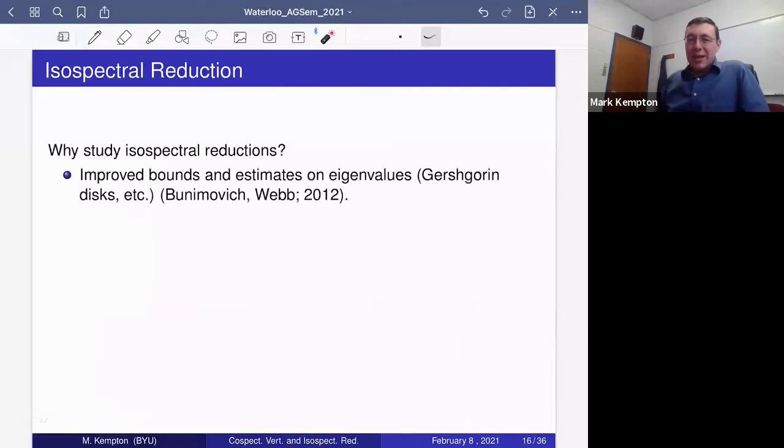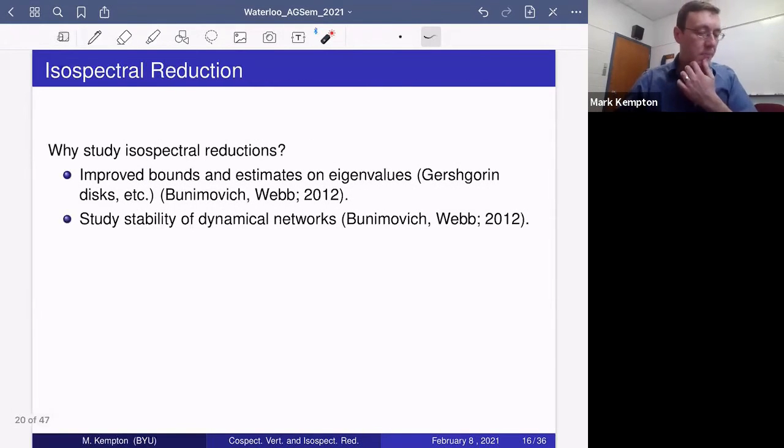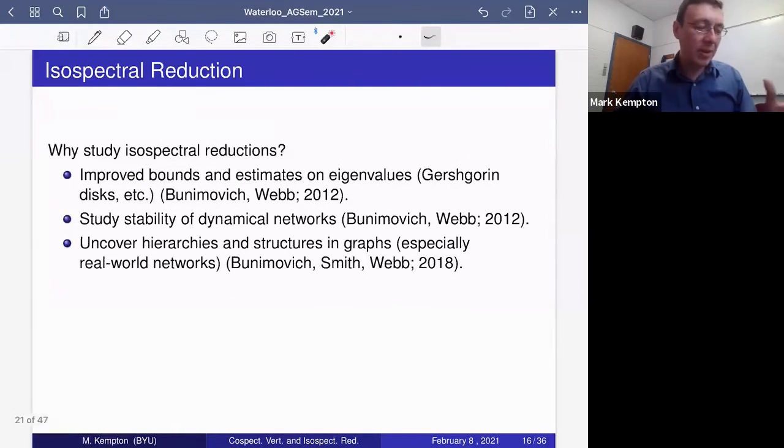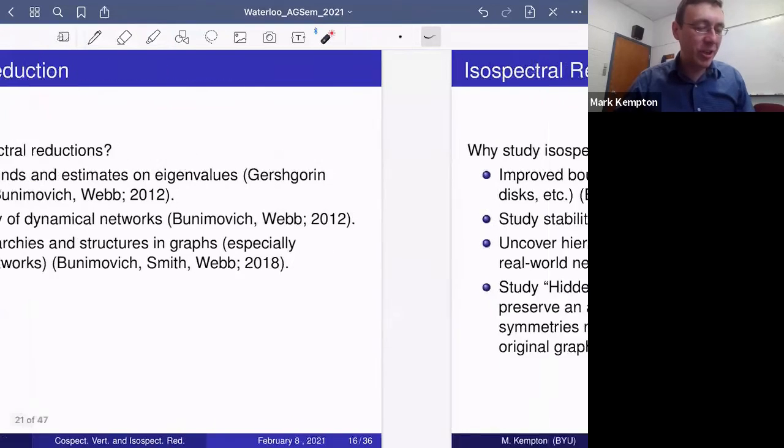Okay, why do people study isospectral reductions? This can give improved bounds on spectral estimates. So for example, Gershgorin disks or similar kinds of estimates on eigenvalues often become a lot sharper when you apply them to the isospectrally reduced matrix because you are looking at a smaller matrix. Isospectral reductions have been used to study the stability of dynamical networks, and uncover hierarchical structures in graphs.